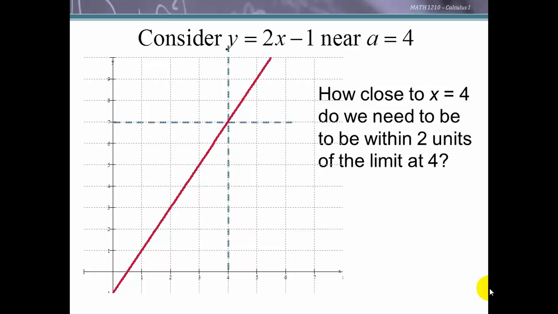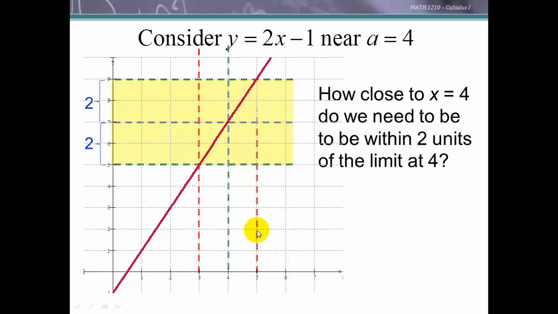Well, graphically we can see here's the limit at 4, and if we went 2 above that, or 2 below that, as long as we picked an x value so that the function value would fall somewhere in this region, we would be within 2 of the limit. So looking here, if we picked, for example, x equals 2 and found the function value, we are more than 2 away from the limit. And if we picked something like x equals 6 and found the function value, again we're more than 2 away. But if we picked anything between 3 and 5, when we found the function value we'd be within 2 of the limit.